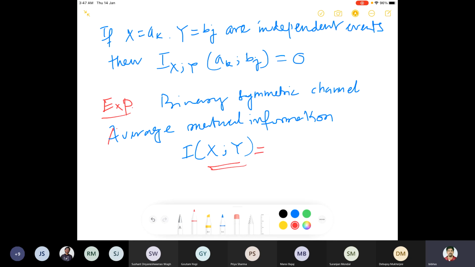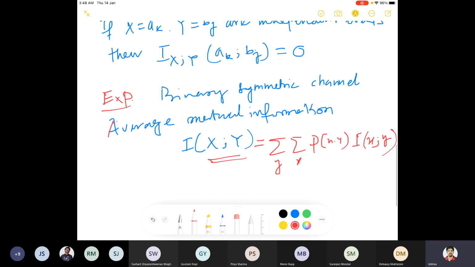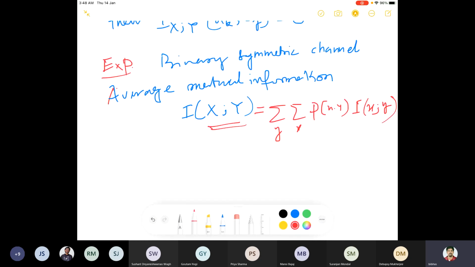So it is like sum over x, sum over y, p of xy, and then we had this I(x;y). This is what it was, so this is the average mutual information. This is what we discussed, and then we talked about self information.